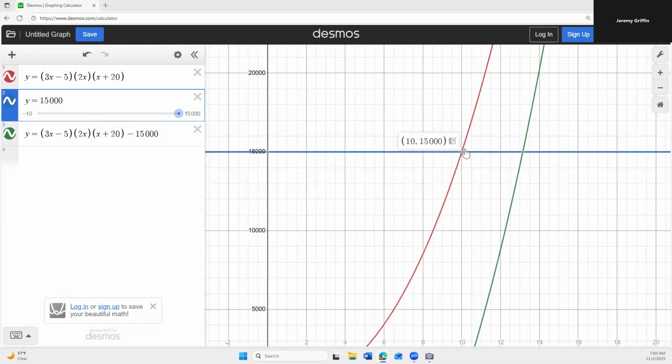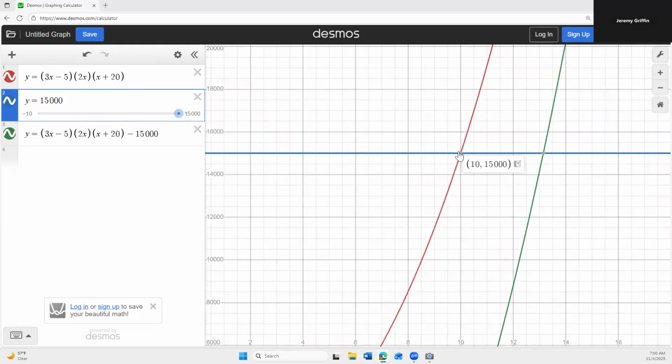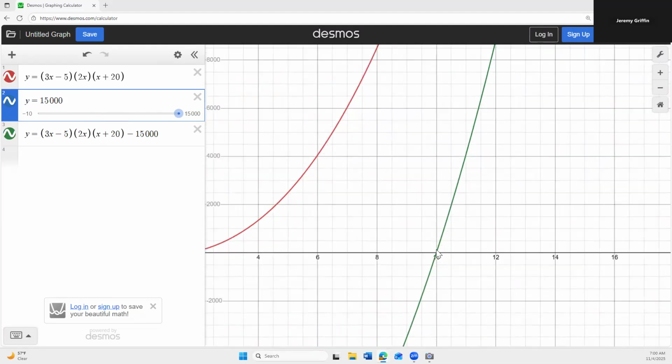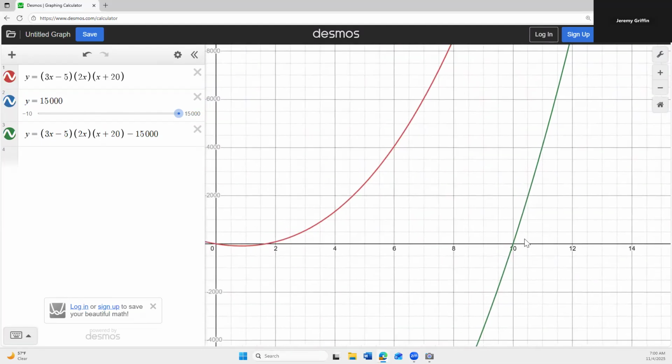So where those two lines cross, it looks like x would be equal to 10 in that case. Now, to get the actual dimensions, you have to plug that back into the original statement. So I will do that on paper. I'll go back and figure out what are the actual dimensions, where x is 10. But look what I did in green is I subtracted over the 15,000. So this green line should cross the x-axis at exactly the same place. Look at that. It is the same place. It's where x is equal to 10.